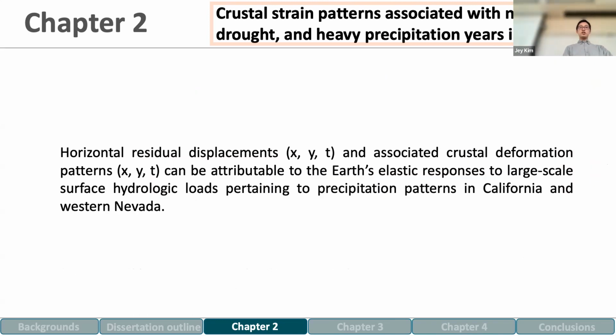So it's the conclusion of this chapter. Horizontal residual displacements as a function of time and space, and associated crustal deformation patterns, can be attributable to Earth's elastic responses to large-scale surface hydrologic loads pertaining to precipitation patterns in California.